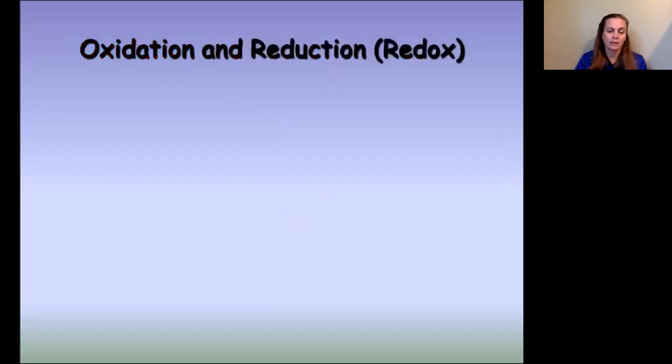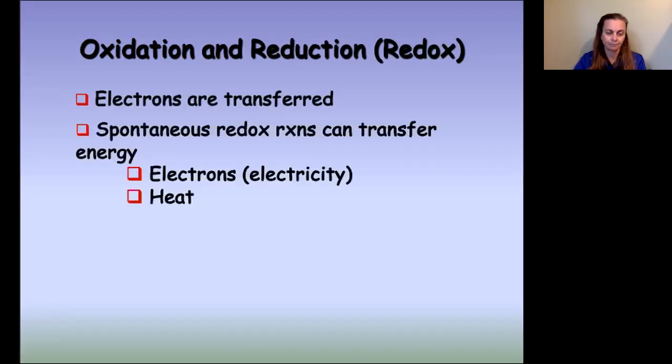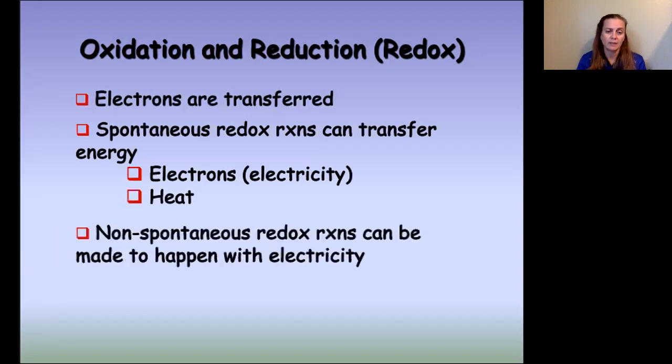So let's define oxidation and reduction reactions. In an oxidation reduction reaction, electrons are transferred from one element to another. And many spontaneous redox reactions, well, all spontaneous redox reactions can transfer energy. They may transfer that energy in the form of electrons, meaning electricity, or they may transfer energy in the form of heat, or they may be both. And our non-spontaneous redox reactions can be made to happen with electricity. So transfer of electrons.